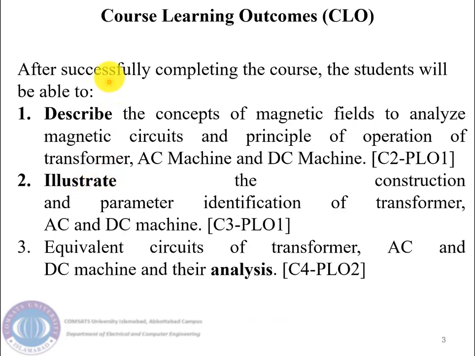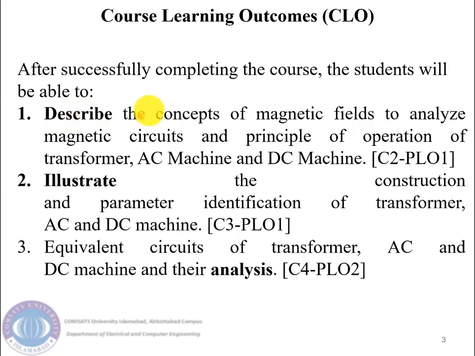Before going further, we know that we are in the OBE mode. For that purpose, we have defined these course learning outcomes. Every student has to pass all these CLOs to pass the PLOs, which are the program learning outcomes, and CLOs are the course learning outcomes. These are the cognitive levels C2, C3 and C4. The whole course is divided into 3 CLOs.